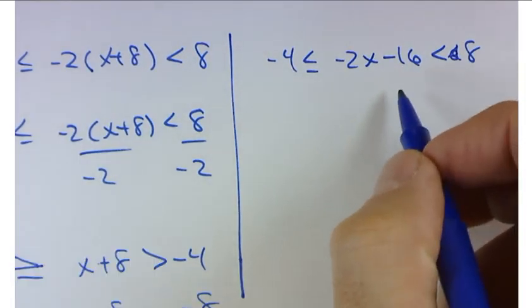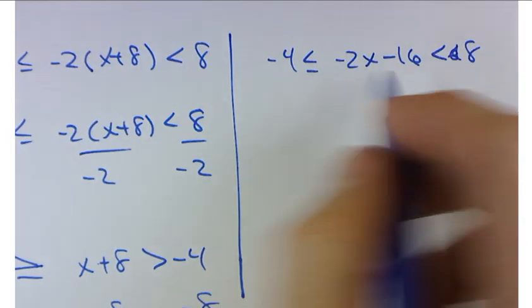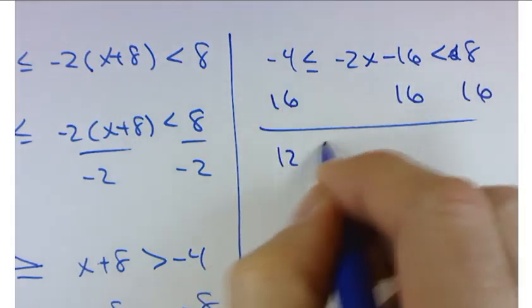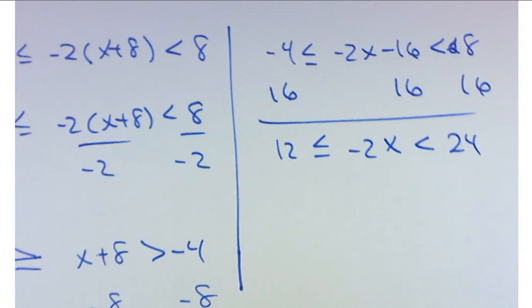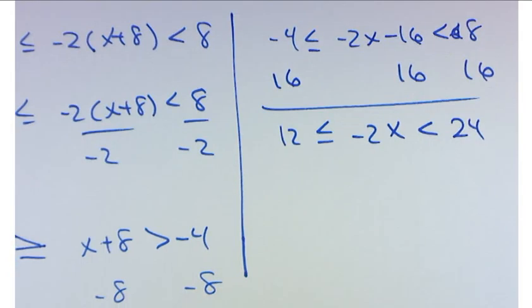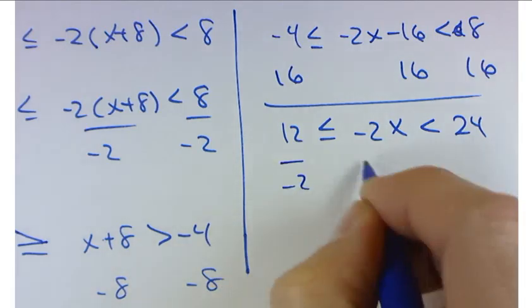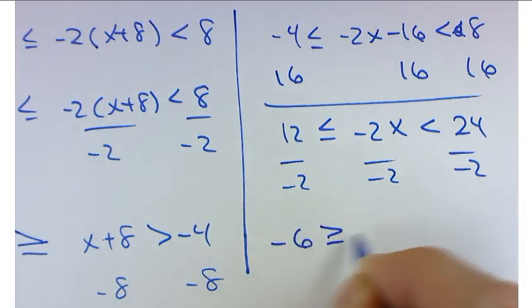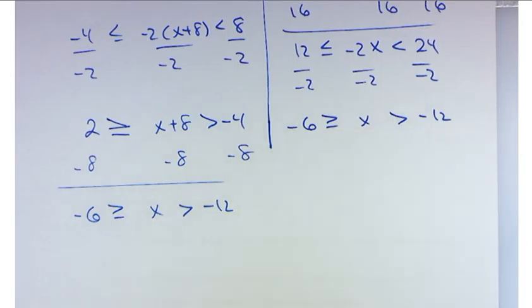Then what would you do? Well, I'd probably get rid of the 16 here. Add 16. All right, so I'll add 16 to all 3 parts of the inequality. So that's going to give me 12 is less than or equal to negative 2x is less than 24. Then what? Divide everything by negative 2. And when we do that, we have to reverse the direction of the inequality. So we get negative 6 is greater than or equal to x is greater than negative 12. So you end up with the same thing. So whichever way you find more comfortable.